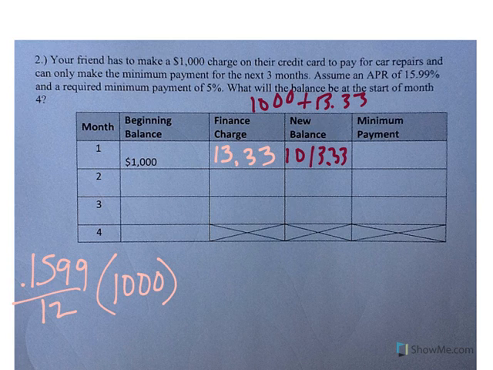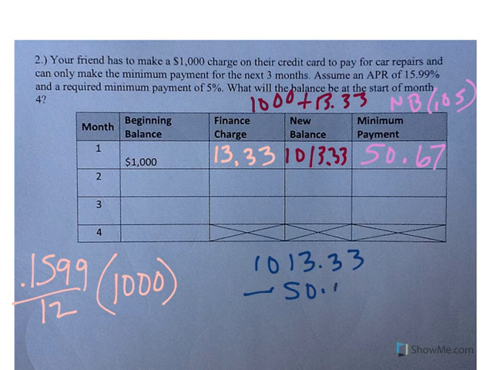$1,013.33. To find my minimum payment, I'm going to multiply my new balance times 5%, which is 0.05. So when I take 1,013.33 and I multiply by 5%, I get $50.67. So that's the minimum payment. Now, if I owed $1,013.33 and I paid $50.67, then the following month I now only owe $962.66.